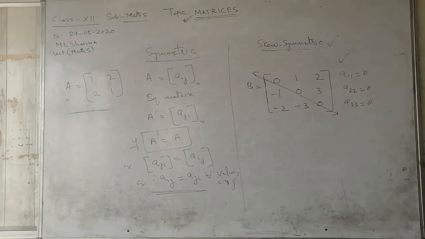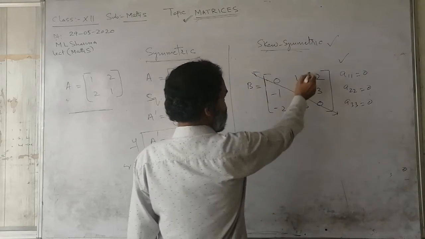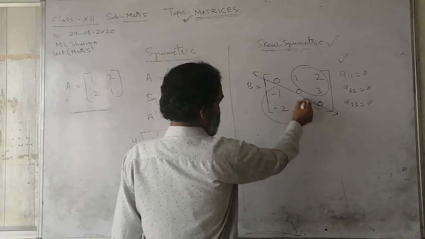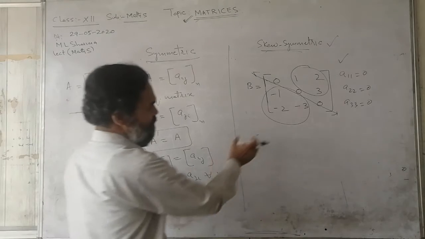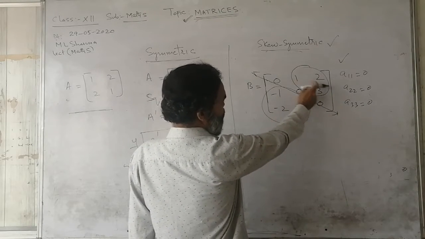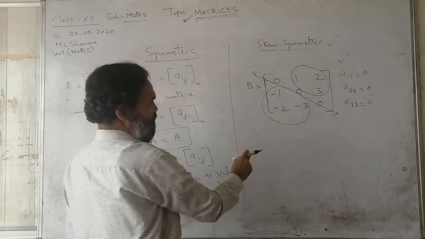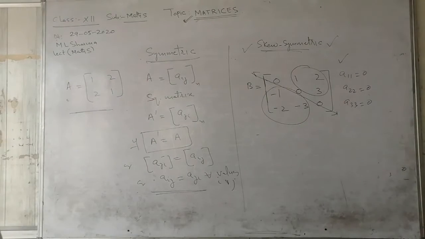And there is one more thing to note: these are the elements 1, 2 and 3. And here again I have taken -1, -2, -3. So this means they are identical in magnitude. Here 1, 2 and 3 are positive, and here they are negative. That means it is the case of a skew symmetric matrix.